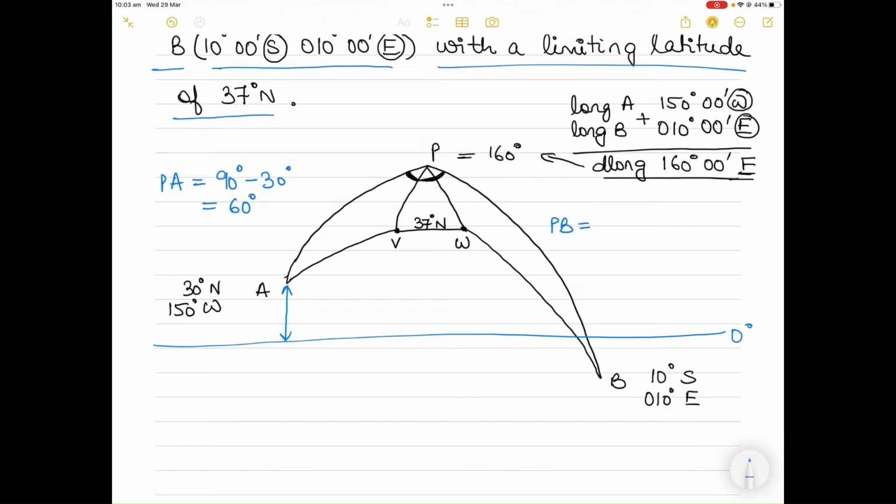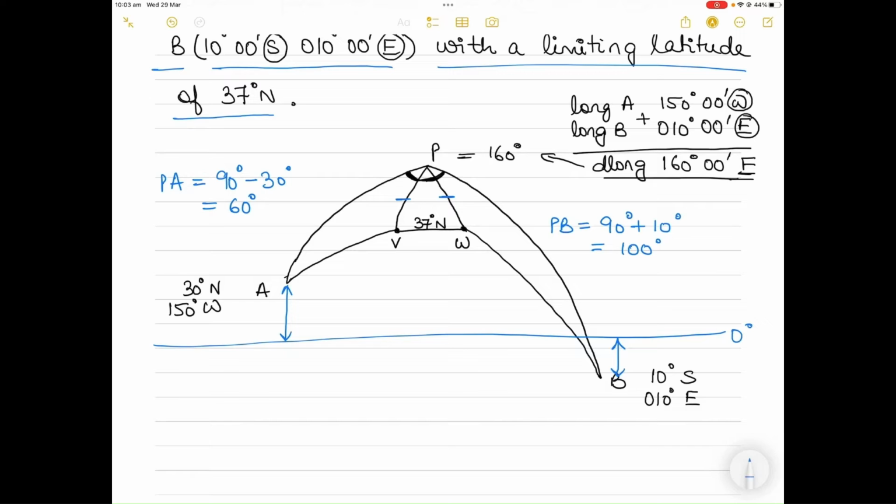Now look at PB. What is PB? PB is nothing but 90 degrees from pole to the equator, and then from equator to B is the latitude of B, which is 10 degrees. So I will add this 10 degrees here, and this becomes 100 degrees. So PB goes from P to the equator first, that is 90 degrees, and then from equator to B, which is 10 degrees. So I will add this and it will become 90 plus 10, which is 100 degrees.